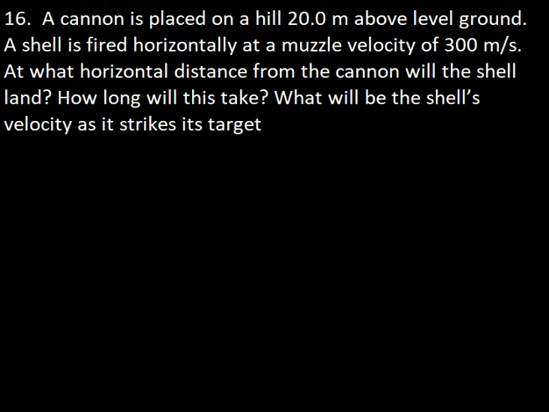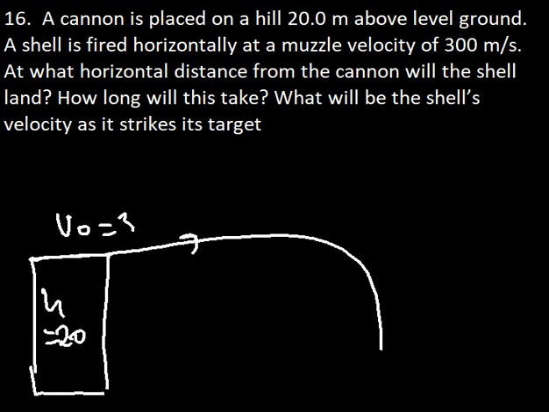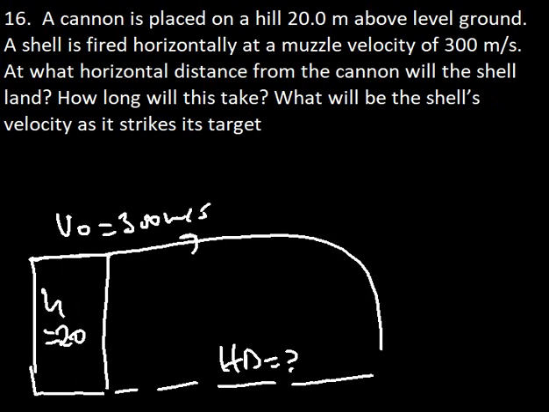And also let's consider this kind of a case. A cannon is placed on a hill 20 meters above the level ground. So let's say this is a typical hill whose height is 20 meters, and the shell is fired horizontally. The launch velocity v naught is equal to 300 meters per second. At what horizontal distance from the cannon will the shell land? Now we are looking for the horizontal distance.